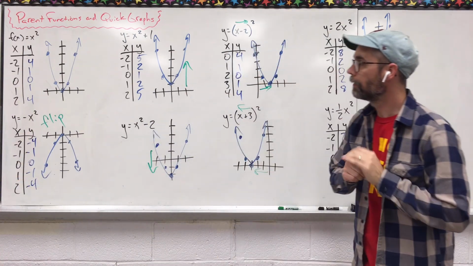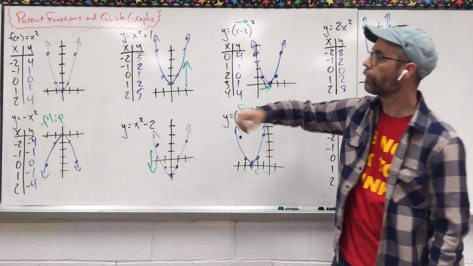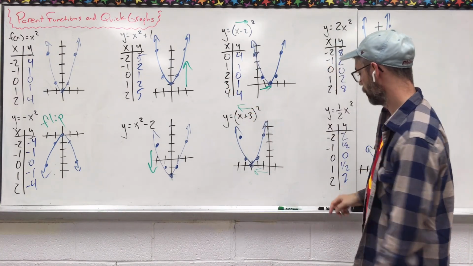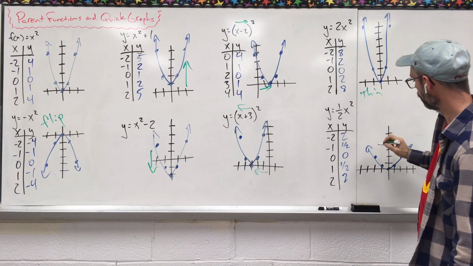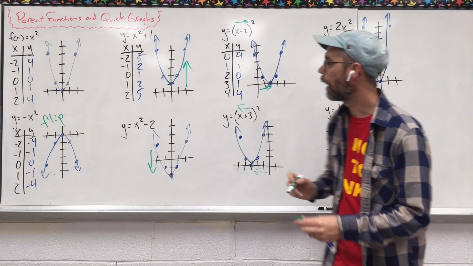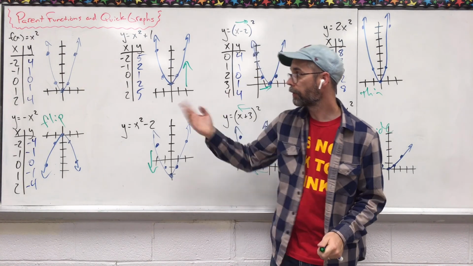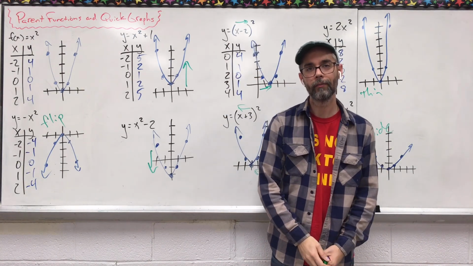So this is a detailed version of parent functions and finding the movements of the quick graphs. So this was thin, this was wide. So that's finding parent functions and quick graphs with quadratics.